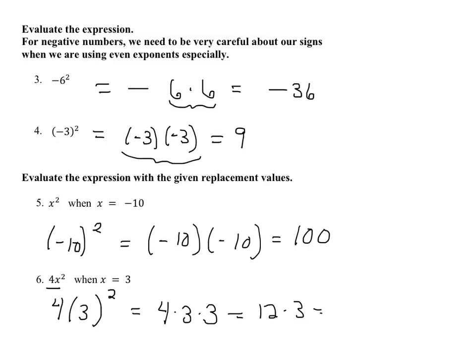Times 3 is 36. Or I can do something with order of operations that says I need to do the exponents first. So 3 squared is 3 times 3, which is 9, and 4 times 9 also equals 36, so it also works that way. Math is really great. If you follow the rules, you should get the same answer whatever way you do it.